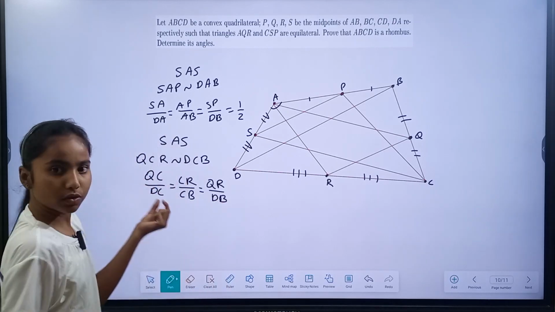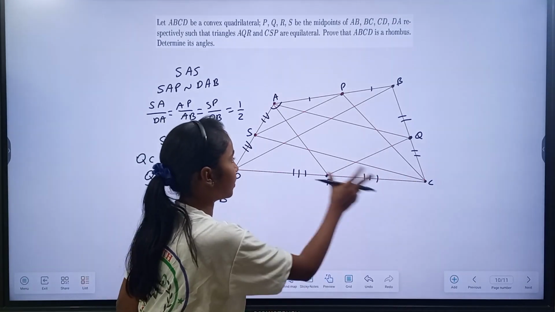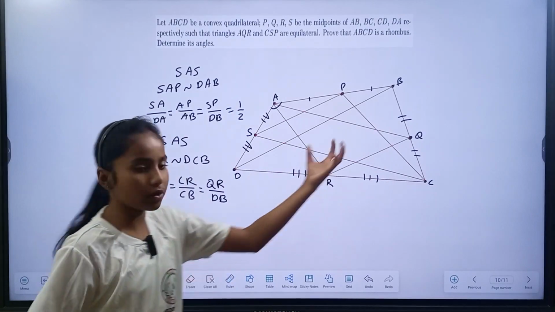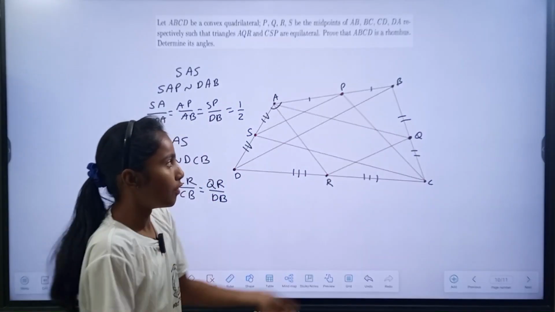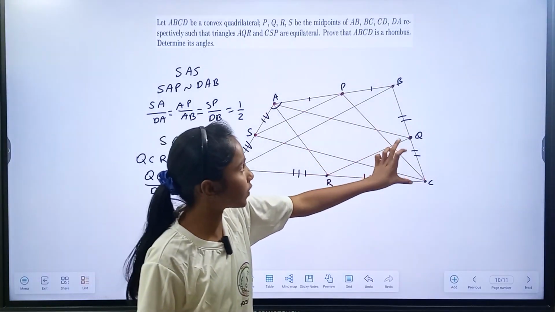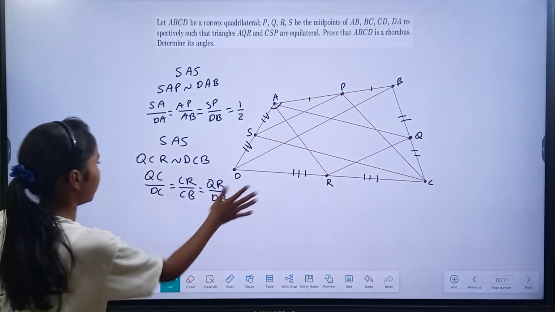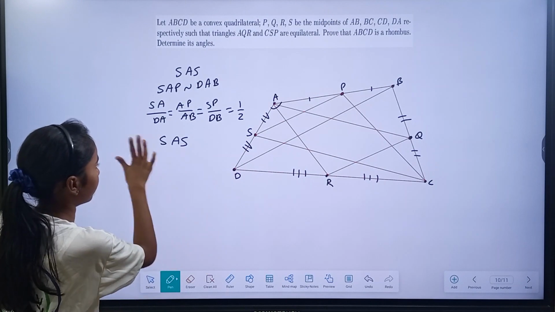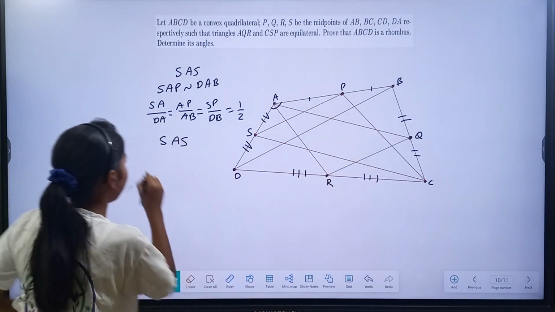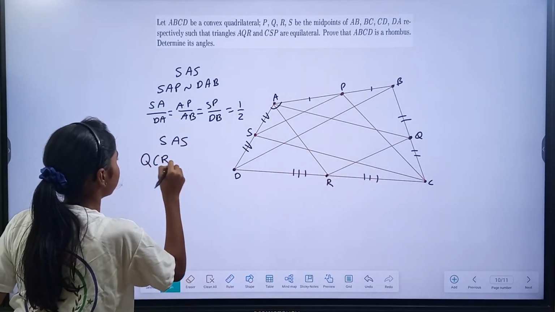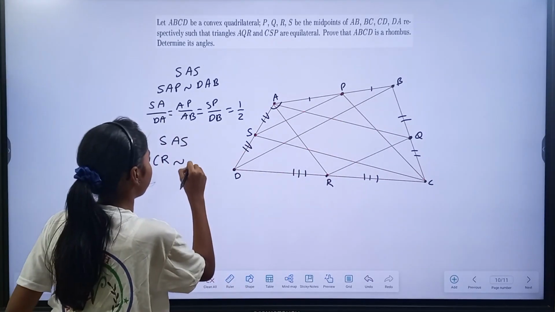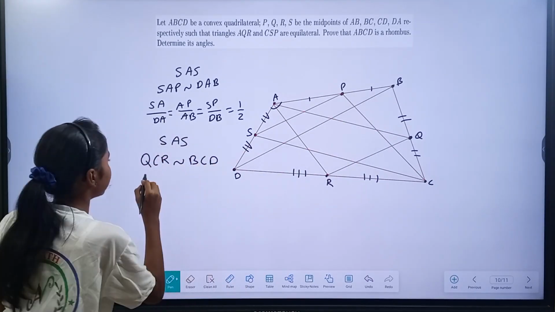Now let's check QC divided by DC. We don't know the side ratio of QC divided by DC, because we have the side ratio of QC divided by BC. So the order we wrote is wrong. Now let's write the correct order, which is QCR similar to BCD.